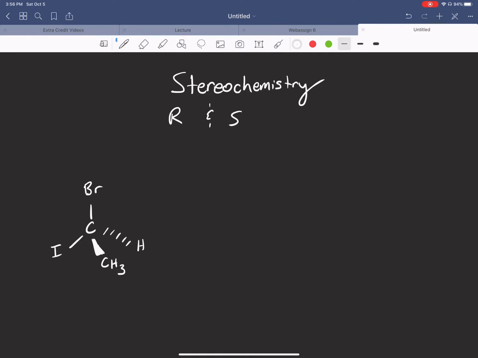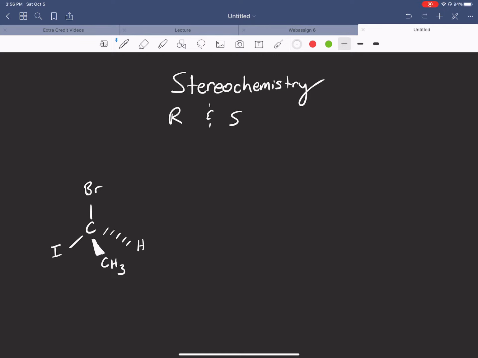The first step when you're trying to determine R and S is to determine if the carbon in question is chiral. Does our carbon here have four unique substituents? It has a bromine, an iodine, a methyl carbon, and a hydrogen. So that's all four unique substituents. Is it tetrahedral? Yeah. And is it sp3 hybridized? Also, yeah. So we know it's chiral, so we can assign R and S. Remember, you can't assign R and S on something that isn't chiral.